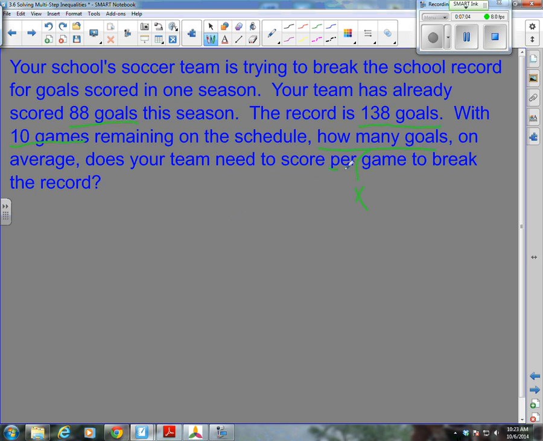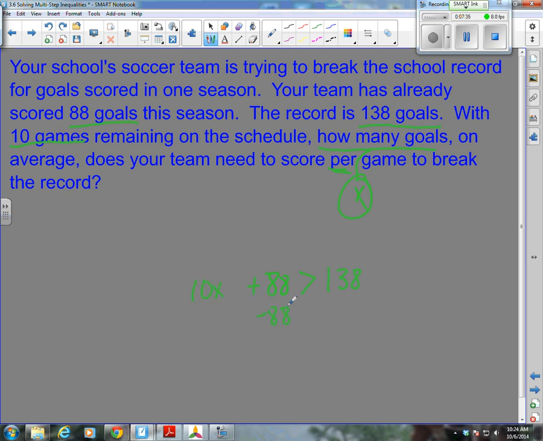Well, per game, how many goals per game? Well, that's a rate, so it's multiplied by something. This is going to be multiplied by something, okay? Now, the record is 138. Now, to beat a record, you've got to be greater than that record. So what's over here? Well, we've already gotten 88 goals, so we're going to add that to something else. Well, we got 10 games remaining, and it's X goals per game. That is 10X.